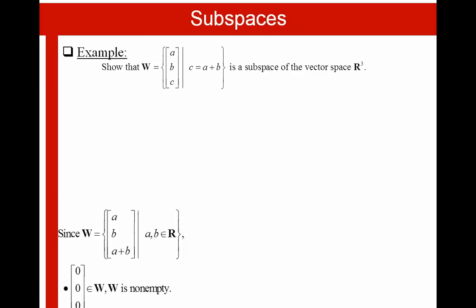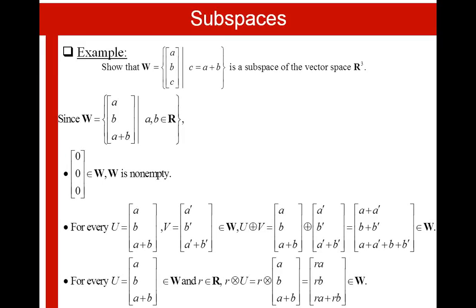In order to prove that, we will apply the theorem that we saw previously. Here, since a, b, and c belong to R, we can write that W is equal to (a, b, c), and we substitute c by its value, which is a plus b. Therefore, here 0 is clearly a vector that belongs to W. Therefore, W is non-empty.